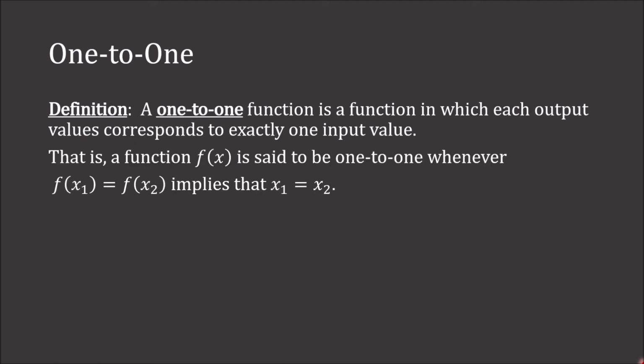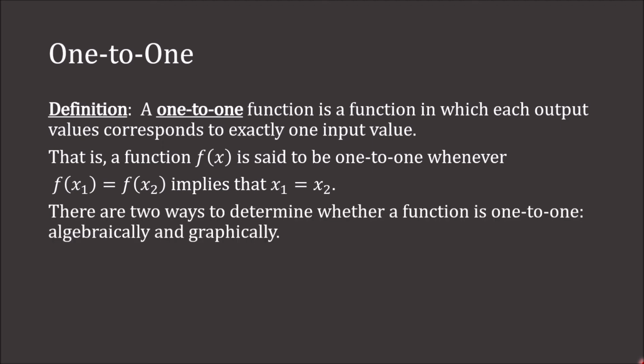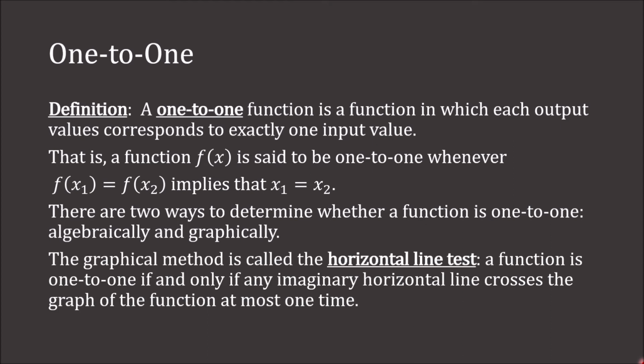That is, a function f of x is said to be one-to-one whenever f of x sub 1 equals f of x sub 2 implies that x sub 1 equals x sub 2. So there are 2 ways to determine whether a function is one-to-one. We have algebraically and we have graphically. The graphical method is known as the horizontal line test, which states that a function is one-to-one if and only if any imaginary horizontal line crosses the graph of the function at most one time.